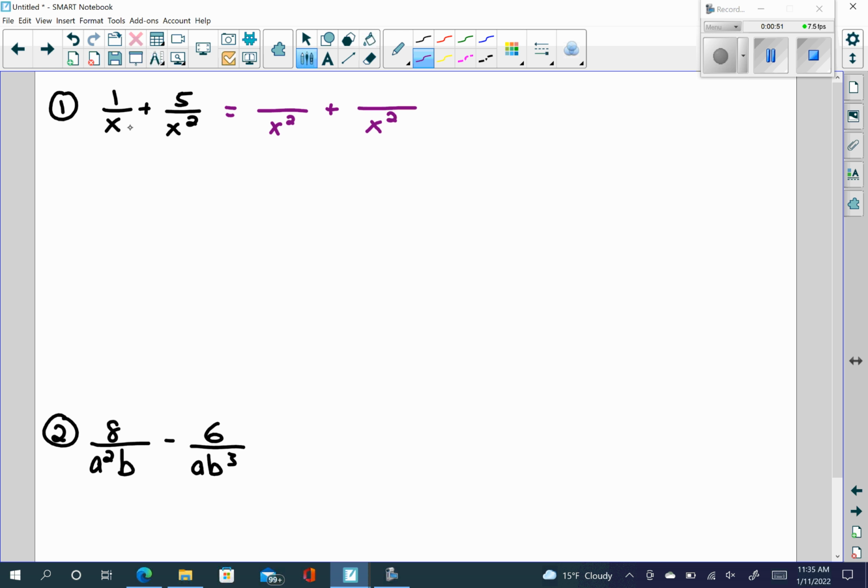So x got multiplied by x to get x squared, so 1 gets multiplied by x. So x over x squared is an equivalent fraction to 1 over x. The second fraction, the 5 is going to stay because the x squared was already there. We didn't multiply by anything new. So we changed or adjusted our numerators. Now we're going to make one big fraction, keep our denominator, and simply add the numerators together. We get x plus 5. And there's nothing else we can do with that.